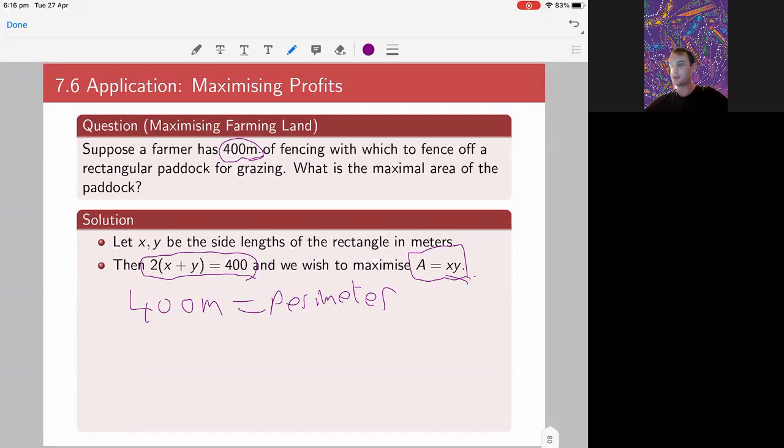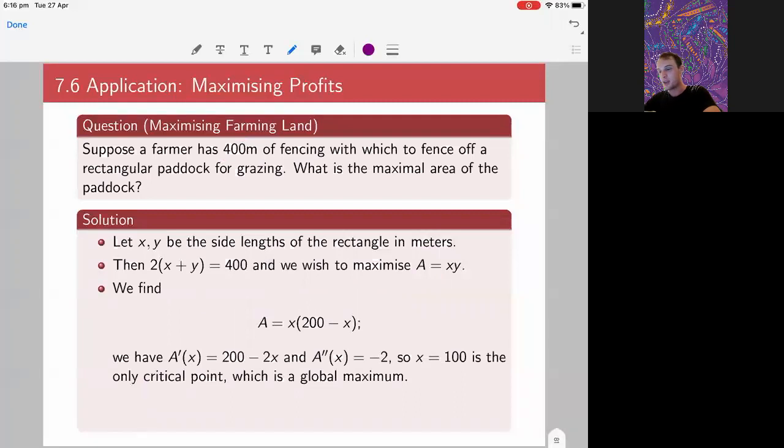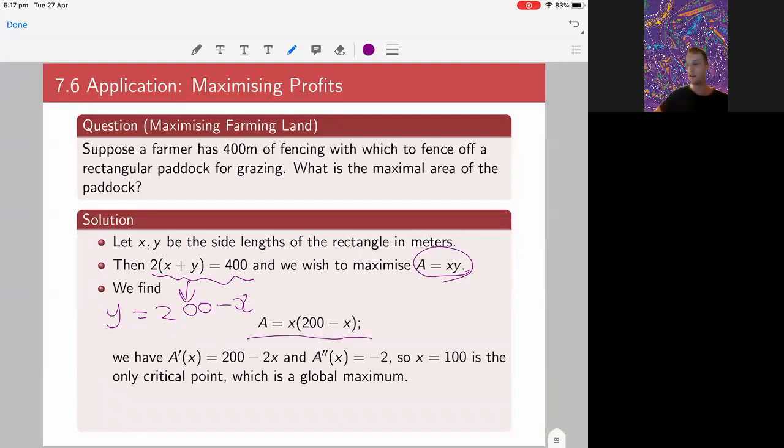So let's now try and write this as an optimization problem. Well, if I rearrange this equation, I find that y has to be the same as 200 minus x. So if I plug that value of y into there, I find that for any given length of the base, the area is going to be x times 200 minus x. This is the thing that I now want to optimize. How do I do that? Well, I need to find the critical points.